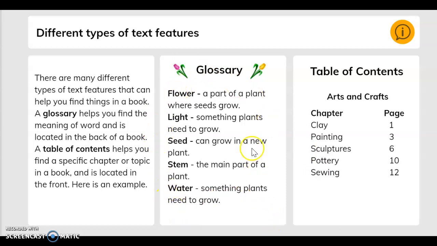And you know this is a list of new or important words and their definition. And it's usually in ABC order. Okay? Table of contents. This is an example of the table of contents. And it gives the topic and headings and page numbers of information and topics.